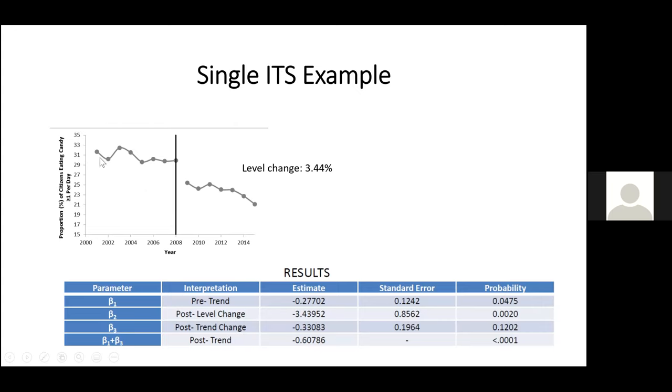And so you can see the plot before 2008, and in 2008, and then after that we see the plot again. And then we have the results of that in the table below. So we run a model, and beta one, beta two, and beta three are all there.